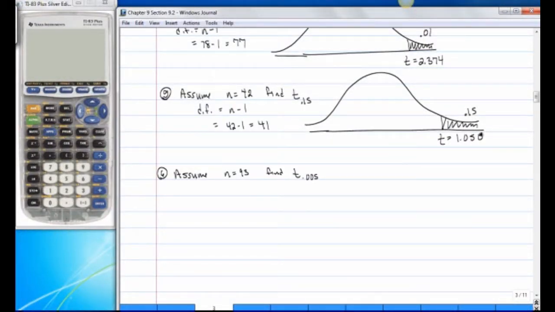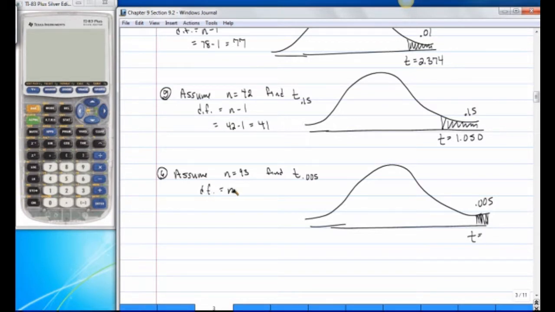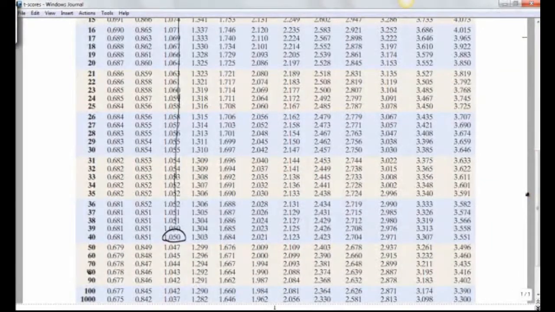So my score is 1.050. Our last example here. The area in the right tail is 0.005. My degrees of freedom, n minus 1. 93 minus 1 is 92. So 92 and 0.005.